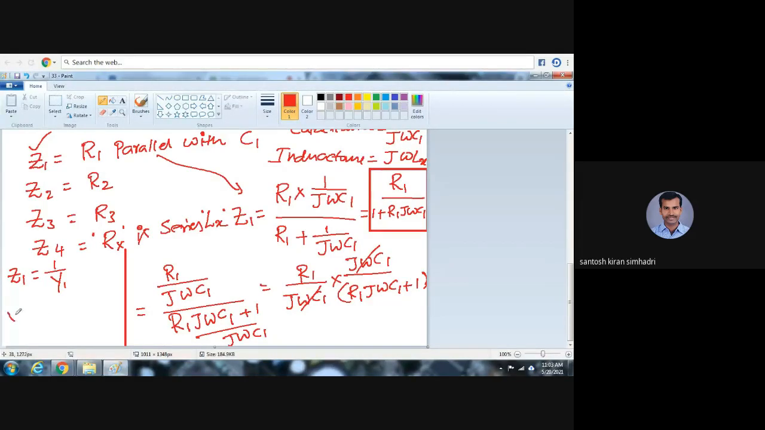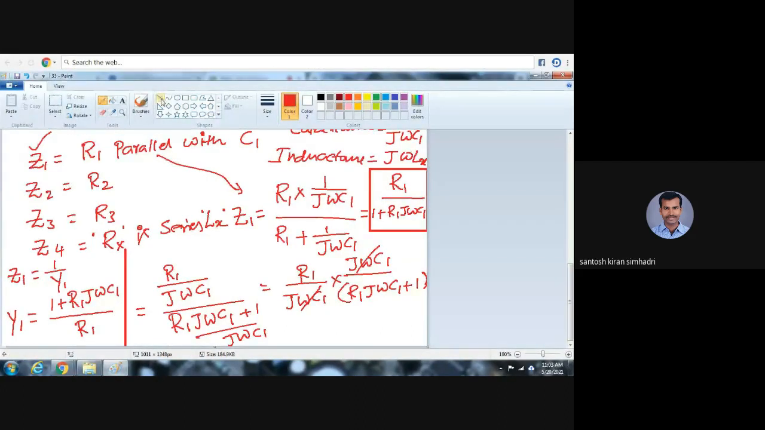Then finally, what about Y1? What is the formula for Y1? Very simple. Y1 is written as 1 plus R1 into J omega C1 by R1. Just inverse. The denominator and numerator get interchanged. So 1 plus R1 J omega C1 by R1.